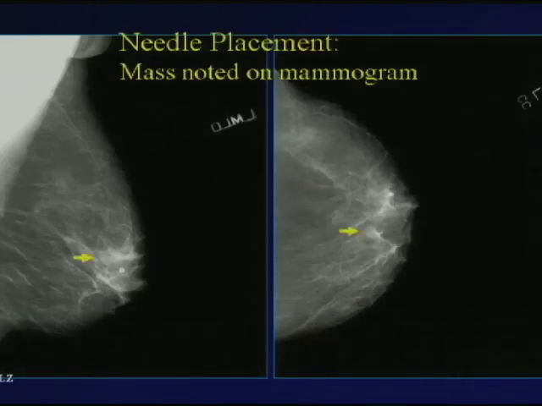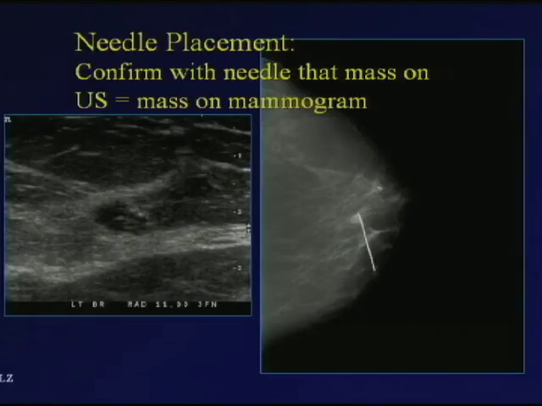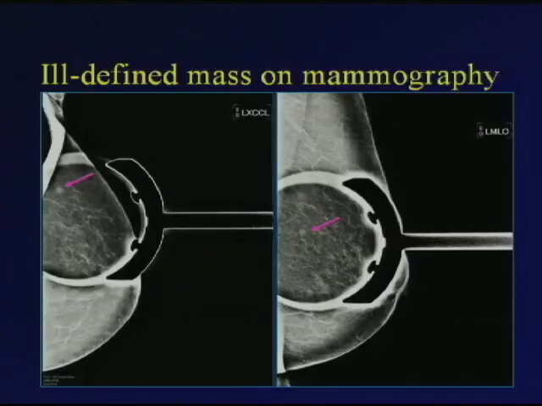This is a mass that we found on mammography. We did an ultrasound and we weren't quite sure if this heterogeneous mass represented the mass on mammography or not. So we placed a skinny needle in the breast and redid our mammogram, and sure enough, the mass that we see on ultrasound corresponds to the mass that we saw on mammography.